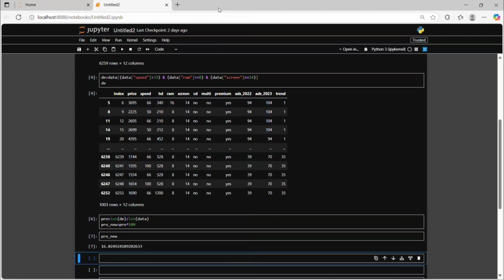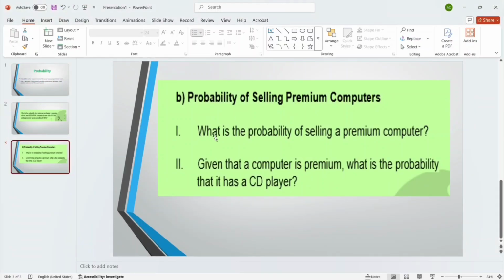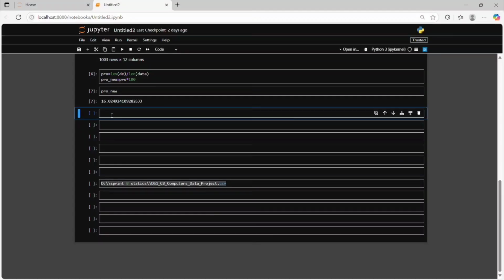Now we go with our second question. What is the probability of selling a premium computer? We need to find the probability of selling a premium computer from the whole data set. So let's do that question.